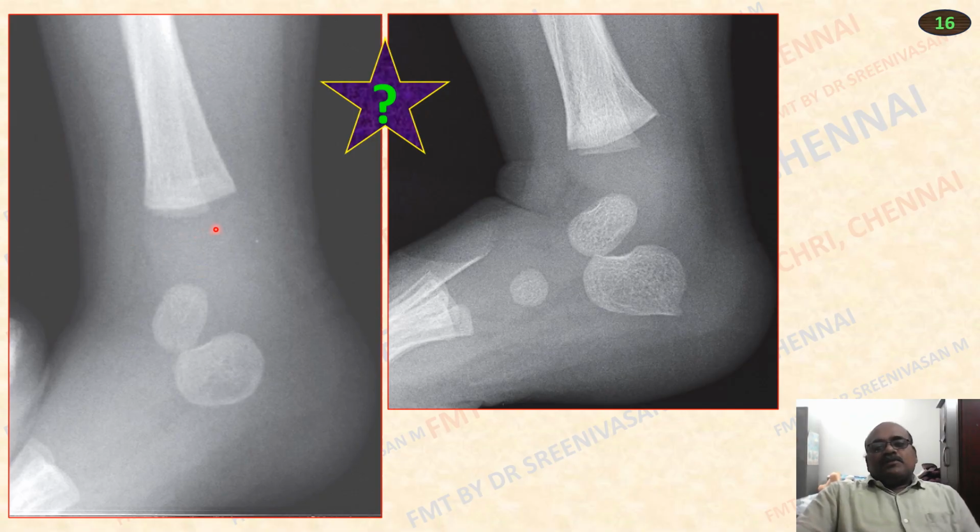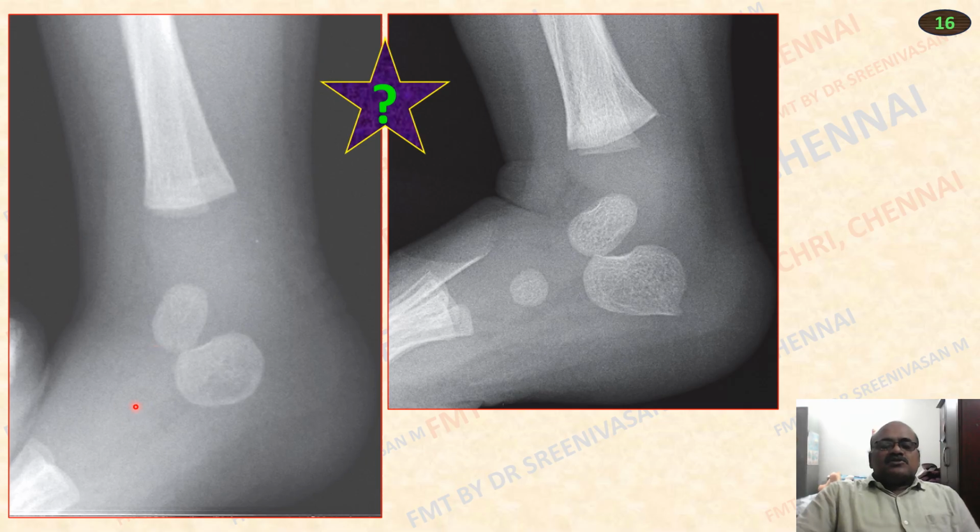Now determine the age in this X-ray. The lower end of tibia as well as fibula have not appeared, so age should be less than 1 year. Only two tarsal bones are there. The primary center for calcaneus appears above 5 months. Talus appears above the 7th month.